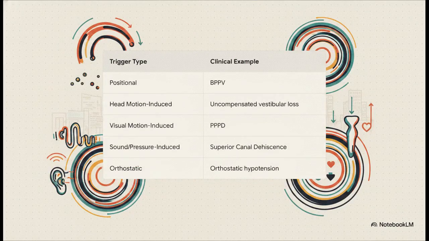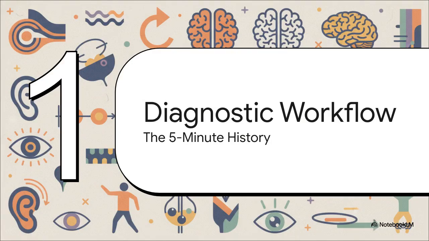Now, on the flip side, if the symptoms are triggered, your goal is to become a detective and identify the specific trigger. Is it a change in position, like rolling over in bed? That just screams BPPV, right? Is it brought on by busy visual environments, like a supermarket? You should definitely be thinking about PPPD. Every one of these triggers points you directly to a likely diagnosis and tells you exactly what to look for in your exam.